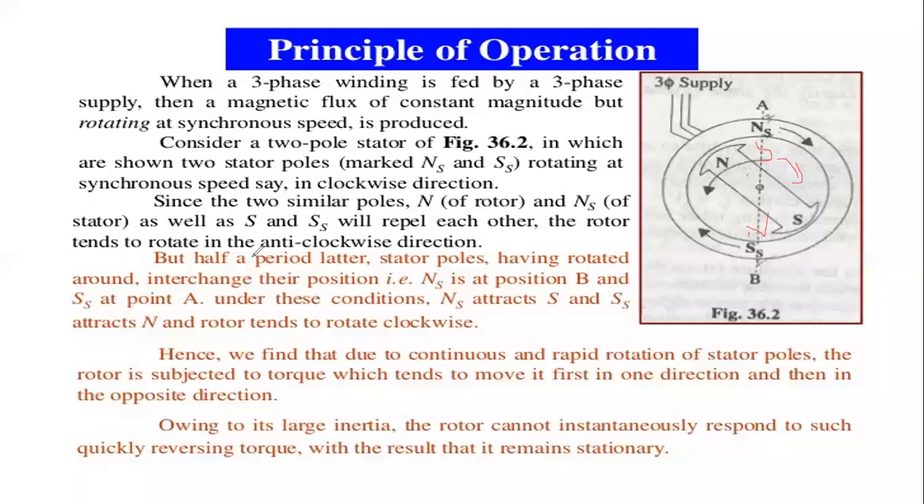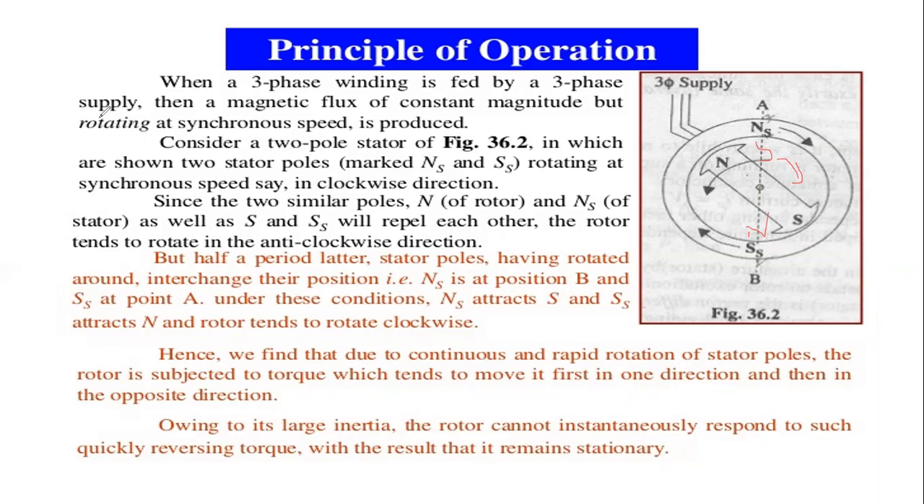Hence we find that due to the continuous and rapid rotation of the stator poles, the rotor is subjected to a torque, which tends to move it first in one direction and then in the other direction. Owing to the large inertia, the rotor cannot respond instantaneously to such a quickly reversing torque, with the result that it remains stationary.